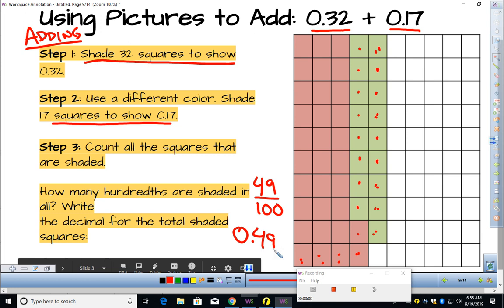Now, you're probably thinking to yourself, Mr. Heckman, I could do that in my head. What do I need to draw a picture for? The purpose of the picture is for you to be able to represent your thinking in another way, to prove to somebody that you really know what's going on when you're adding decimals. That you're taking this red group and this green group and you're combining them to form a new group, a total group. And that's what the picture shows.